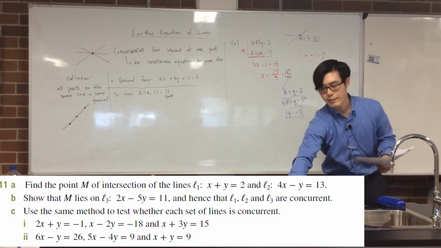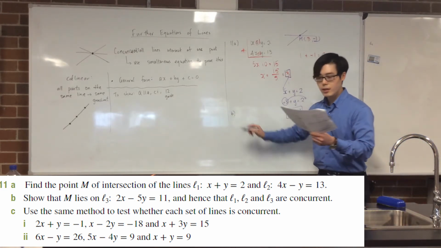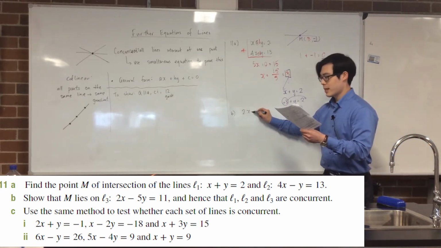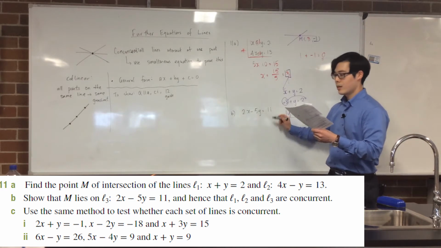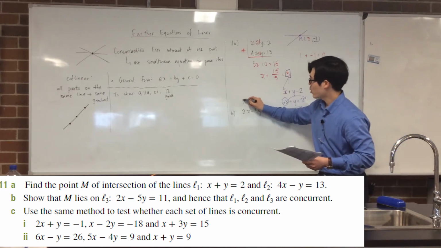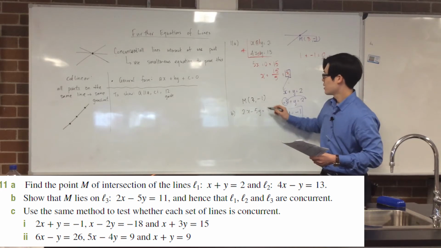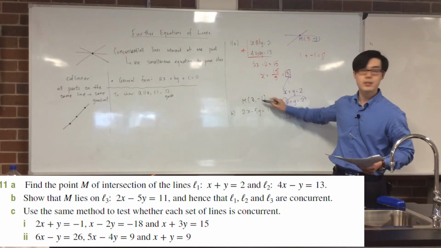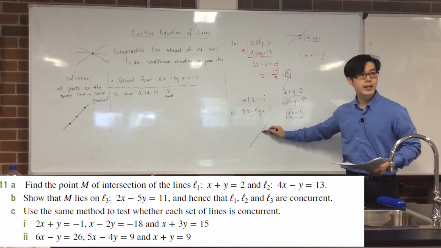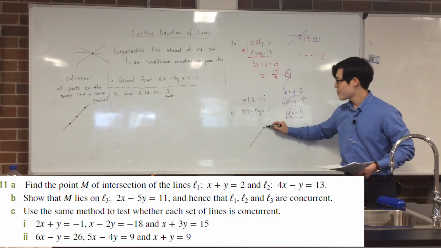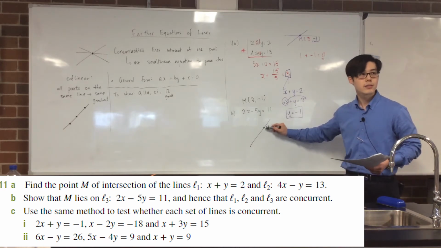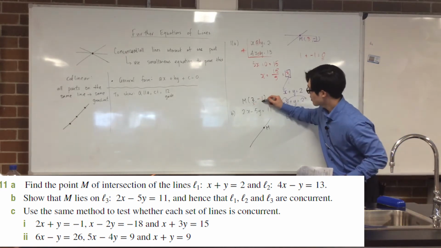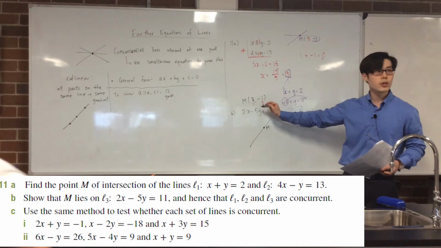Related to that question, girls, have a look at question part B. It says, show that M lies on 2x minus 5y equals 11. Show that this coordinate M lies on this. Sub it in. Girls, do you remember? Here's what it means. Let's say this is the line. They want you to prove that this M lies on that equation. So in order to do that, substitute those two numbers into the equation.